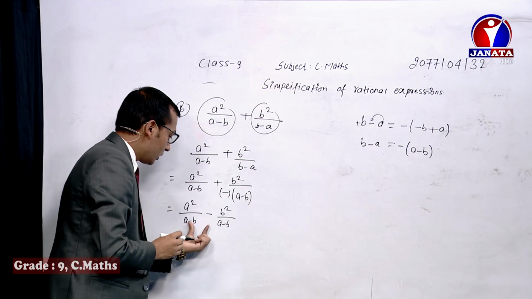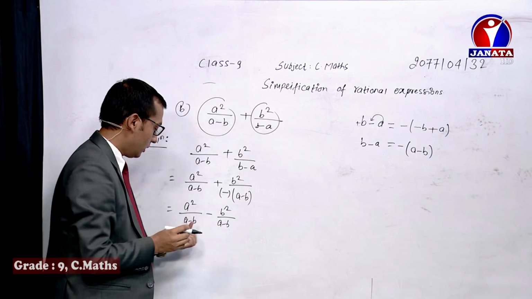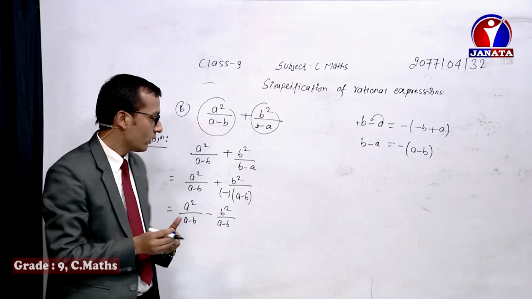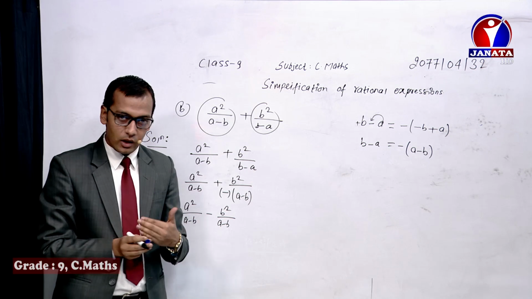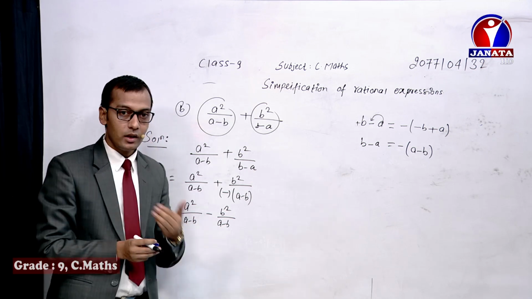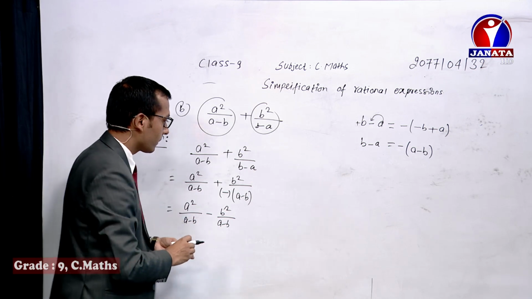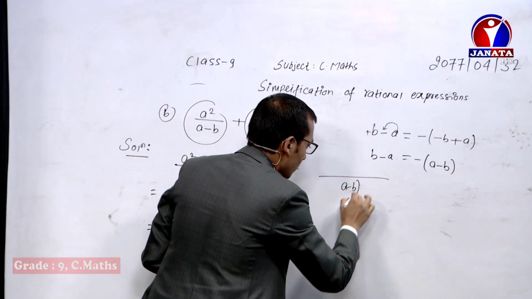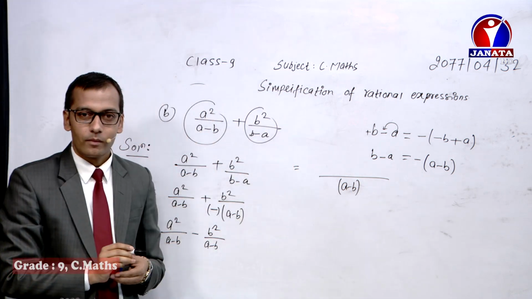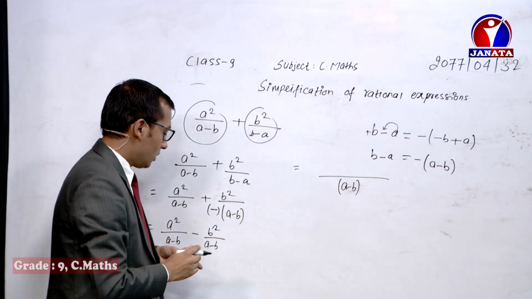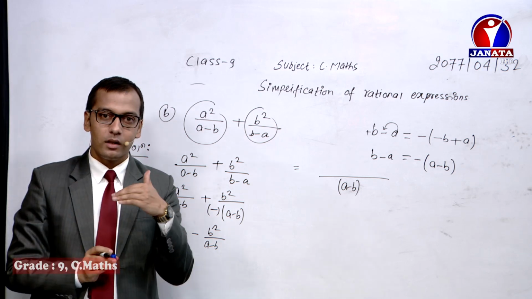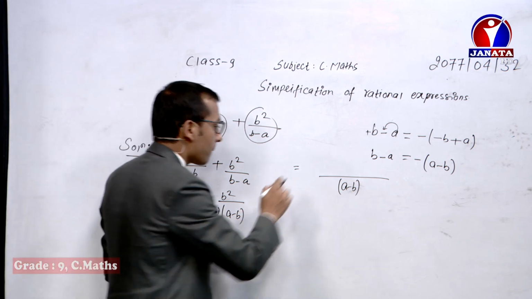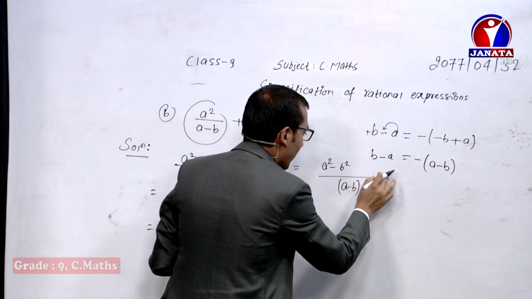Here the denominators are like, a minus b, so we simply need to subtract the numerators. Now let's take the LCM, which is a minus b. This is the common denominator, so the LCM of the denominators is a minus b. So a minus b is the common denominator, so we simply subtract the numerators now. A square minus b square.